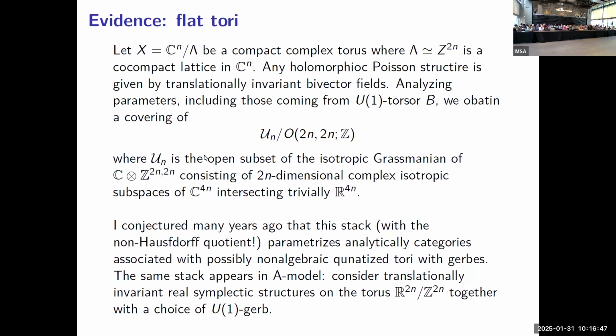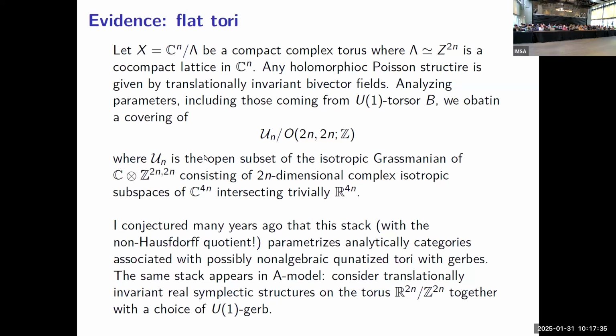Namely, you consider the following domain. You consider a lattice of signature (n, n), with this usual split bilinear form. Complexify it, and you get a complex vector space of dimension 2n with a bilinear form. Now consider the isotropic Grassmannian of subspaces of middle dimension, and take the open part of these which intersect trivially, or are complementary to, the complex conjugate. It's some kind of cone structure, and you move it out by a symmetry group O(n, n), and I get some stack. The quotient is very, very non-causal.